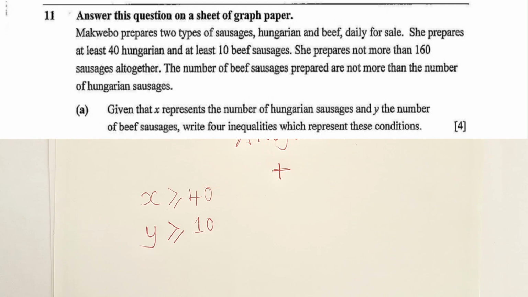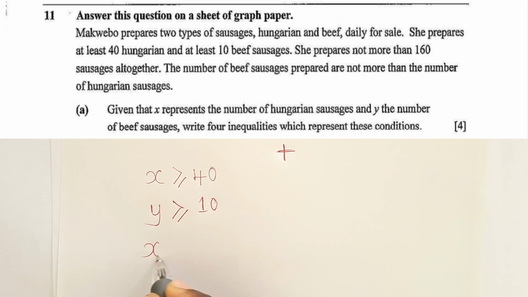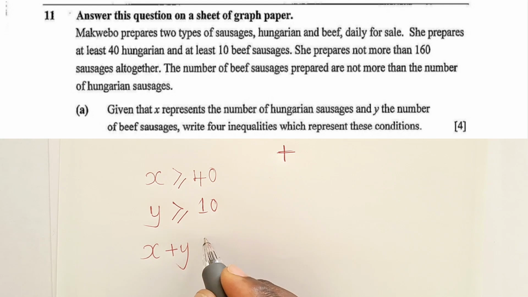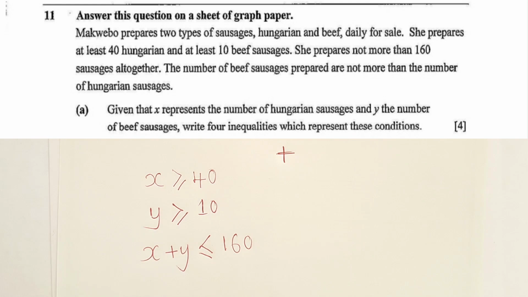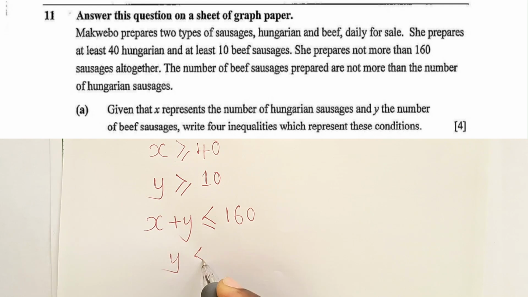She prepares not more than 160 sausages altogether. So we know that we're dealing with Hungarian and beef. So not more than, we know that it's less or equal to, and altogether it's plus 160. The other one here, they are saying the number of beef sausages prepared are not more than the number of Hungarian sausages. So beef sausage, we are using letter Y. Not more than, it's less or equal to X, which is Hungarian sausages.